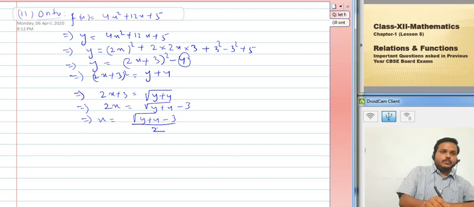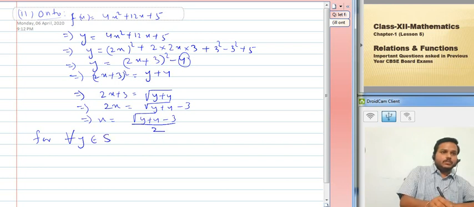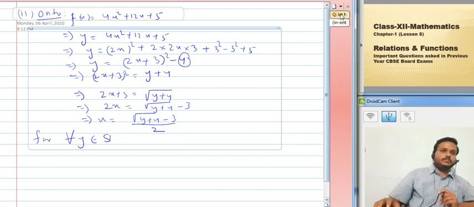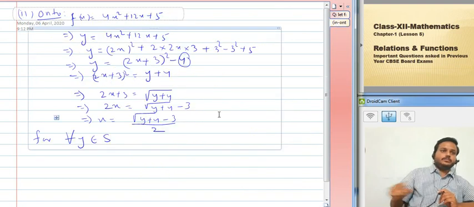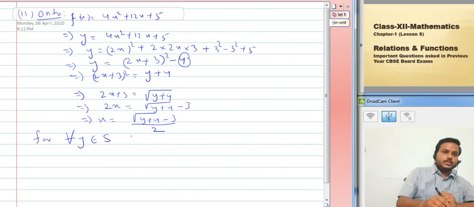Then you write another statement here at last: for all y belonging to S. What is S? Here you see the question once again, where S is the range of f. First f from N to N was defined, but there is a separate range defined, N to S. So you write: for all y belonging to the second set, that is S, we have x belonging to the first set, that is N.